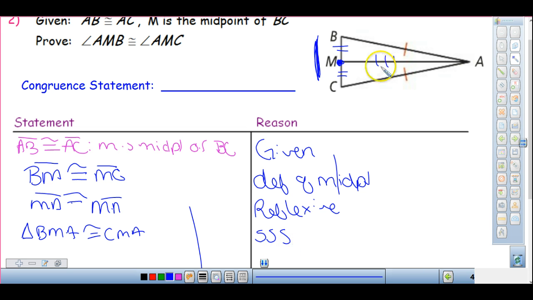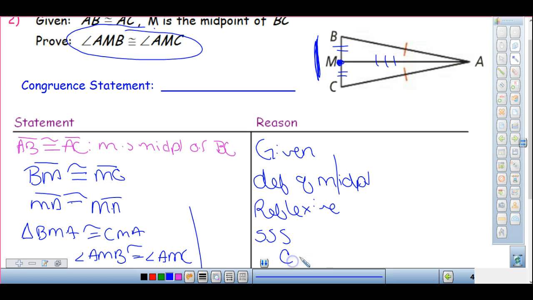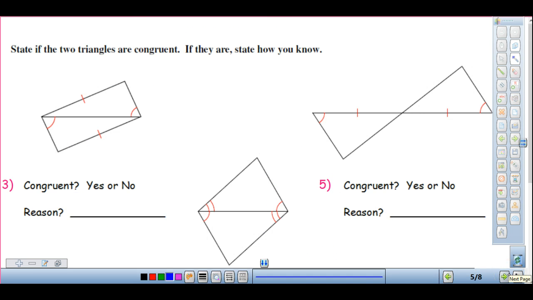Now, because my triangles are congruent, now I can say angle AMB is congruent to angle AMC. Why can I say that? Because corresponding parts of congruent figures are congruent. CPCFC. No, I'm not going to make you write out the whole thing.